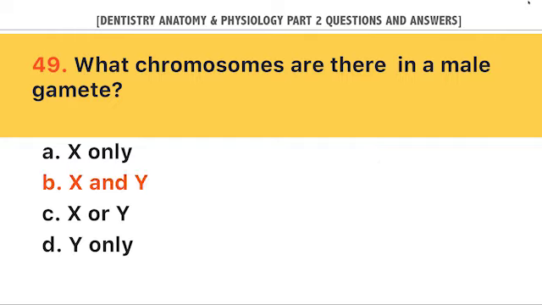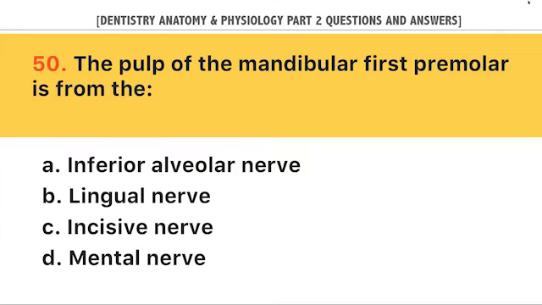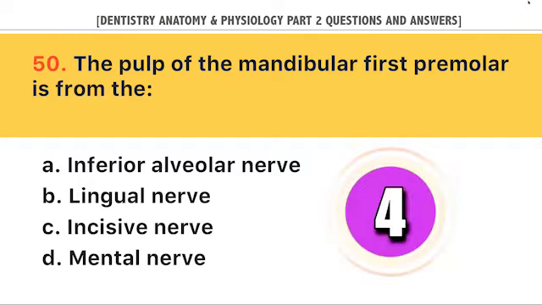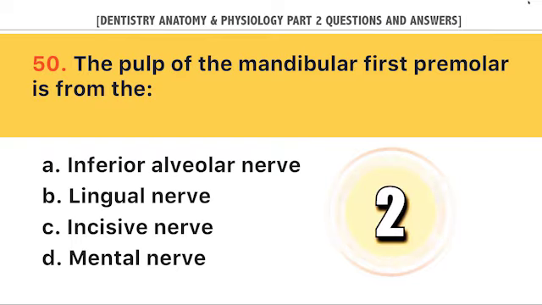Answer B. X and Y. The pulp of the mandibular first premolar is innervated from the: A. Inferior alveolar nerve, B. Lingual nerve, C. Incisive nerve, D. Mental nerve. Answer A. Inferior alveolar nerve.